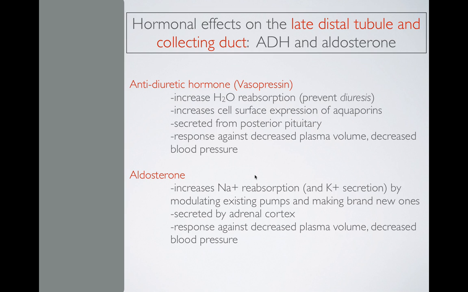If you guys remember, we talked about these two hormones, ADH or anti-diuretic hormone. I kind of think of it as APH, anti-pee hormone. Basically, it's trying to prevent you from peeing out water. It's also known as vasopressin. And generally what it does, it helps increase H2O reabsorption. That is, it prevents diuresis or loss of water, diuresis being just urine production.